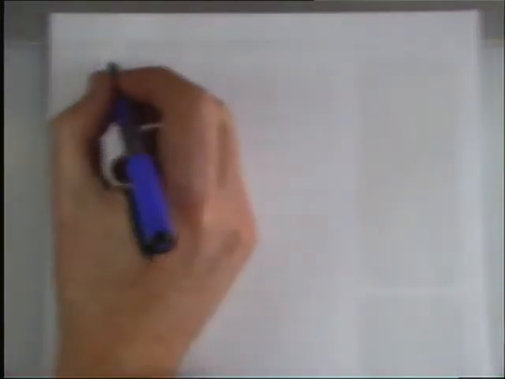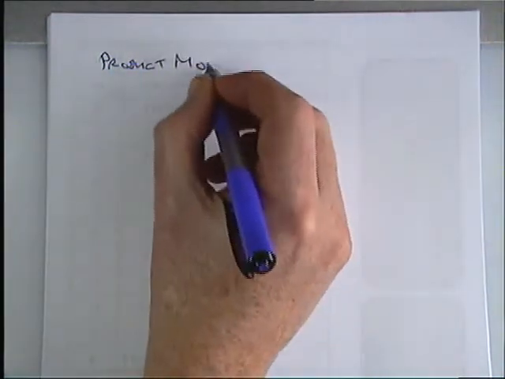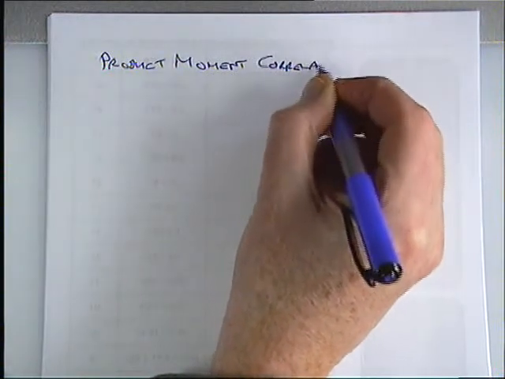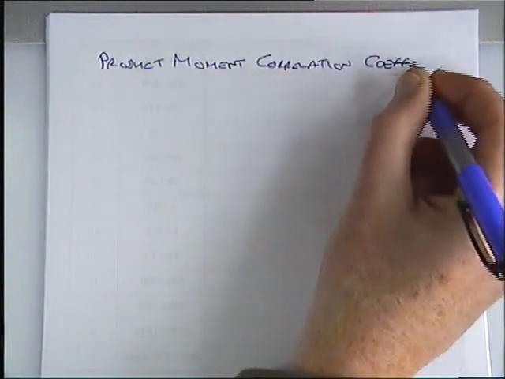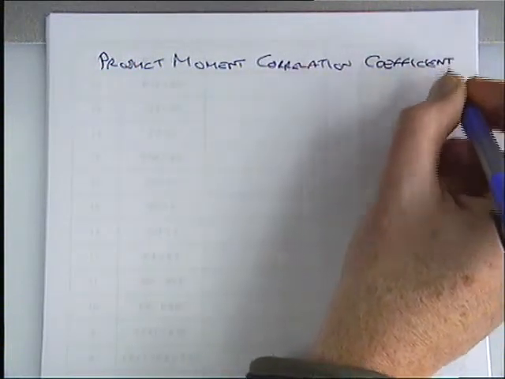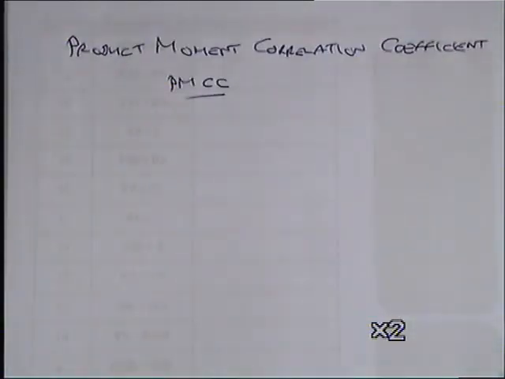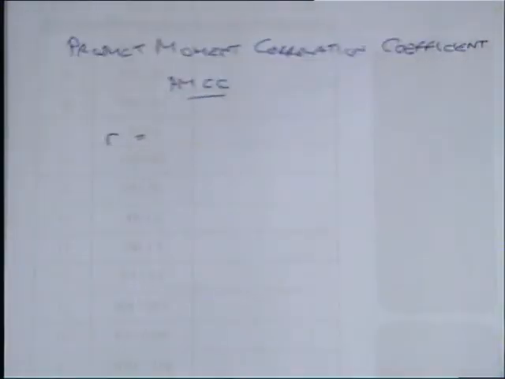The first method is what's called the product moment correlation coefficient. And sometimes that's just known as the PMCC. For fairly obvious reasons, we don't write that down too often. And it has a formula, and you haven't got to worry about where it comes from. And it looks, to start with, quite a strange formula.